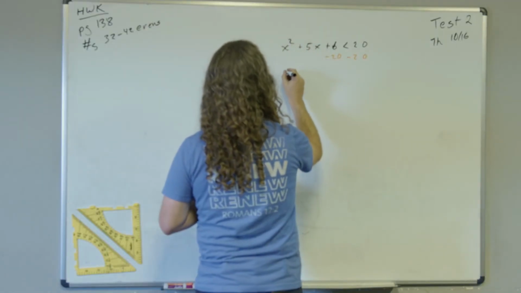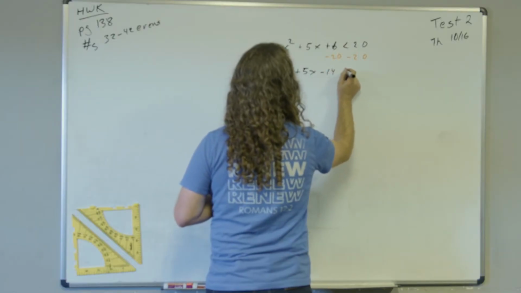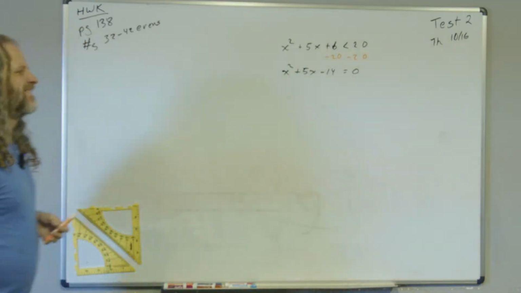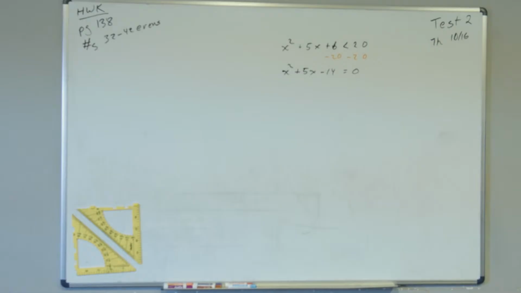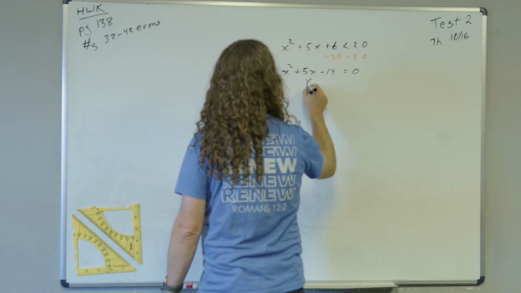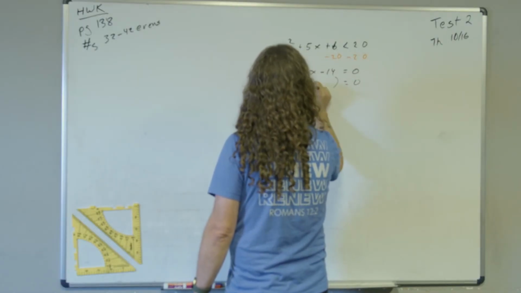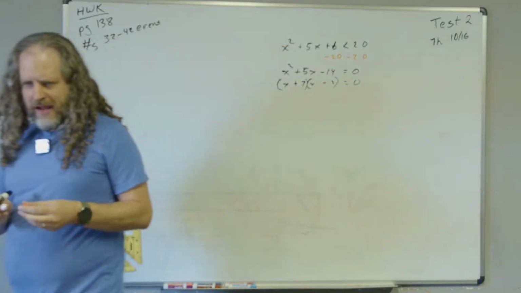So we'd end up with x squared plus 5x minus 14 equals 0. Factor it, if we're lucky, 7 and 2. We are, it does work. Positive 7 and 2, minus, plus.